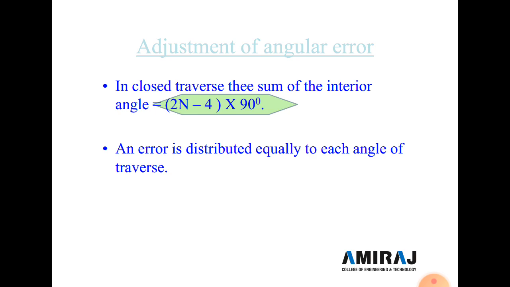The error is distributed equally among the angles of the traverse. Like, if an error of one or two degrees is generated, it is divided by the number of stations. If the number of stations is 5 and the total angular error is 1 degree, then 1 degree divided by 5 stations gives the answer in minutes. The error is distributed over all the stations, as a positive or negative correction depending on the output.